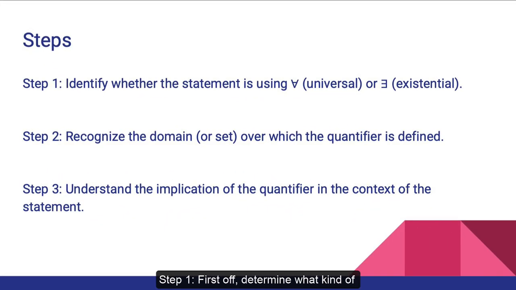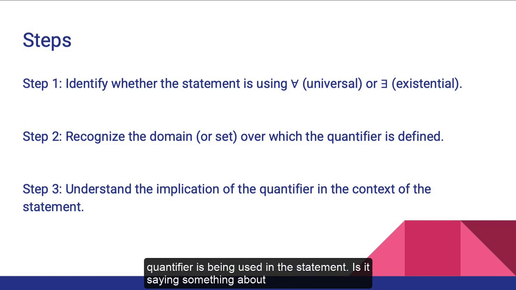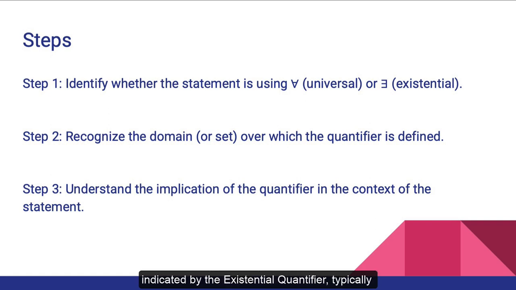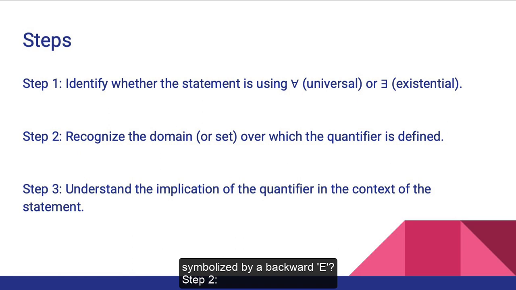Step 1. First off, determine what kind of quantifier is being used in the statement. Is it saying something about every member of a set, which would be the universal quantifier, often represented by an upside-down A? Or is it saying that there exists at least one member in the set that fulfills a condition, indicated by the existential quantifier, typically symbolized by a backward E?